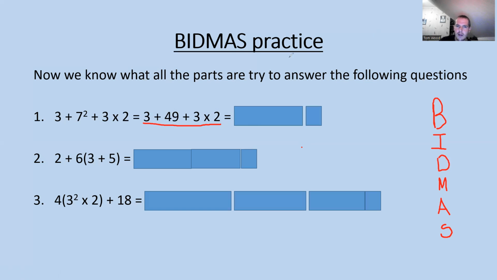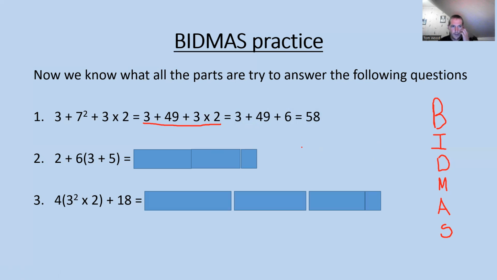The next step then is going to be saying, well, okay, what's next here? Is there any division? Nope. Any multiplication? Yes, I've got 3 times 2. I've got 3 lots of 2, and that's going to be 6. Finally, then, all I've got is addition here. If I add all these together, I'm going to end up with 58 as my answer here.